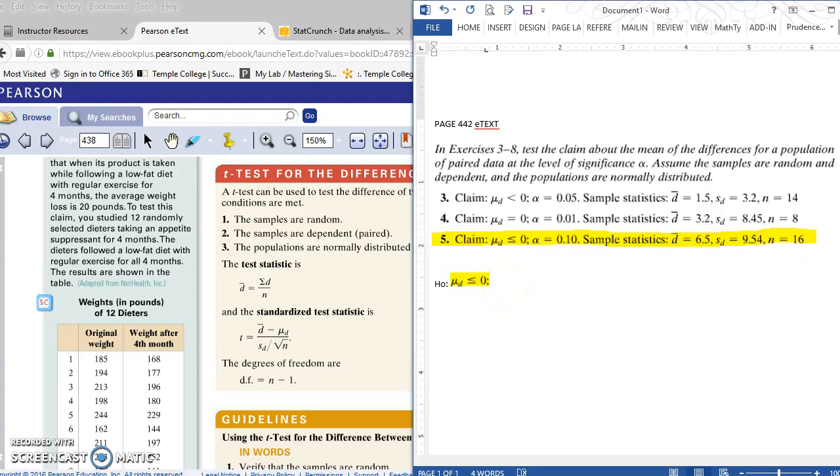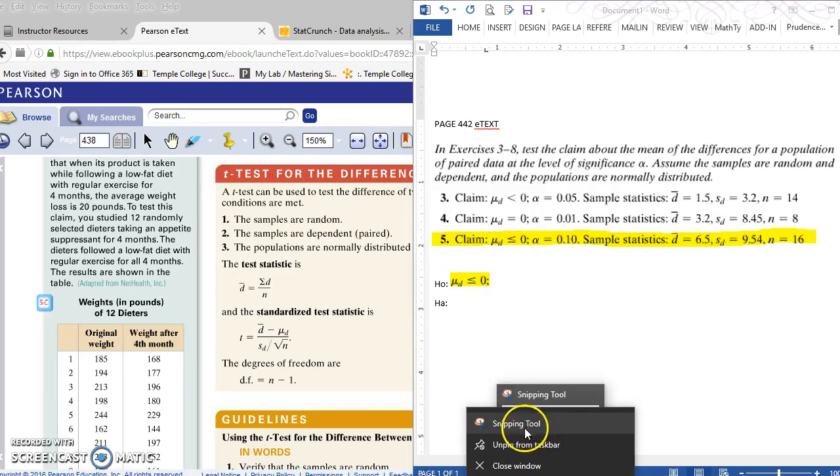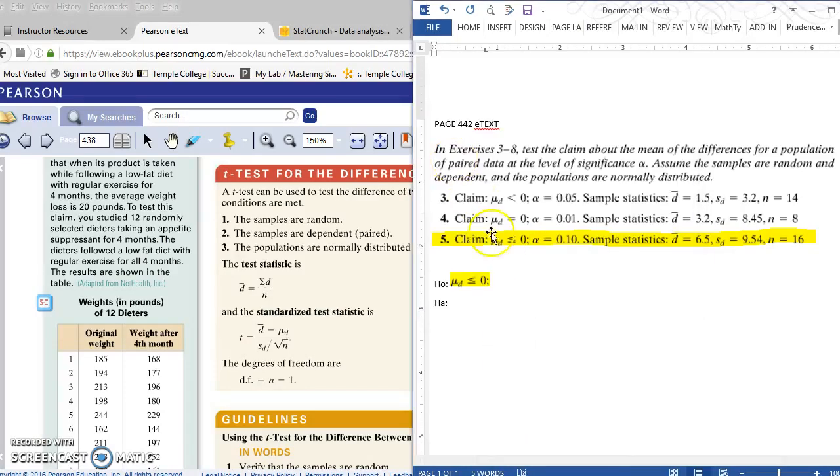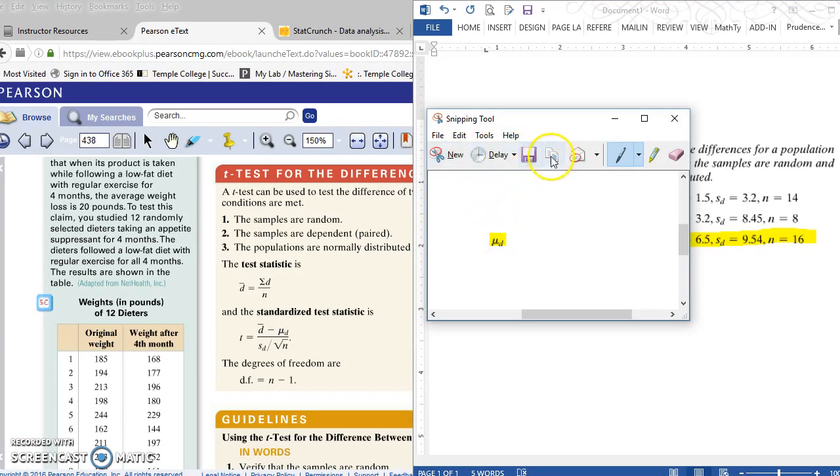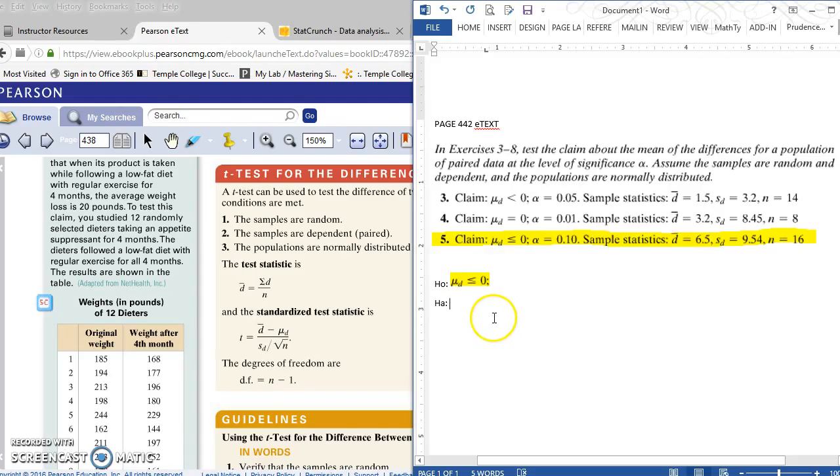And then h sub a will be mu sub d, and let's see if I can just get the mu sub d copied there. And the complement of less than or equal to would be greater than 0. So those are our null and alternative hypotheses.